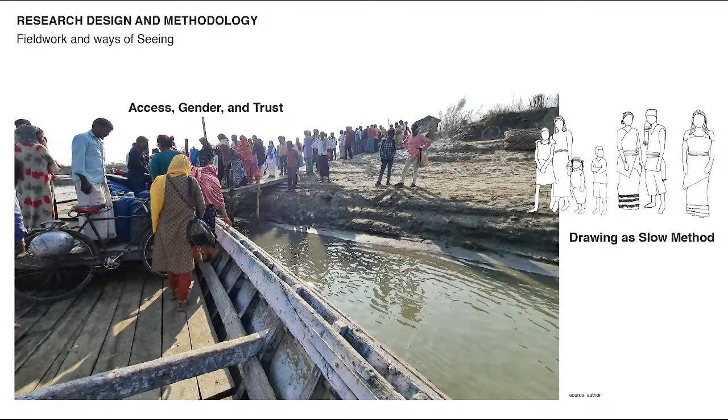But once I got access, things became easier. Over the years, when I talked to them, I had certain points of contact. They also understood what kind of information I was looking for. And then I started drawing, because in a lot of these chars I had to maintain a certain amount of anonymity. I had to change the names of people.